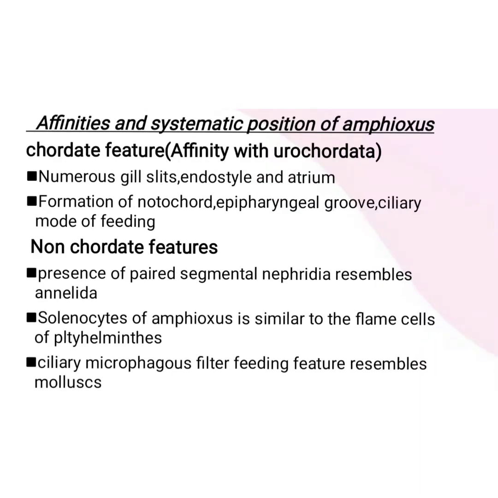Affinities and systematic position of Amphioxus. Amphioxus resembles urochordates in the presence of numerous gill slits, endostyle and atrium. The formation of notochord, epipharyngeal groove and ciliary mode of feeding also resemble urochordates. Although it is a primitive chordate, it shows some non-chordate features too. Presence of paired segmental nephridia resembles annelidans, and the solenocytes of Amphioxus are similar to the flame cells of Platyhelminthes. The ciliary microphagous filter feeding feature resembles mollusks.